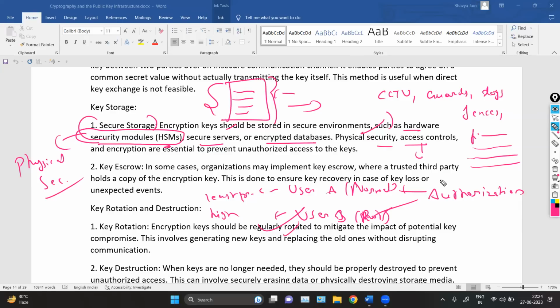You have to give this carefully, being careful about whom you are giving access to. You have to provide high privilege access only to those users who are important for the operations. And then encryption is essential to prevent unauthorized access to the keys.